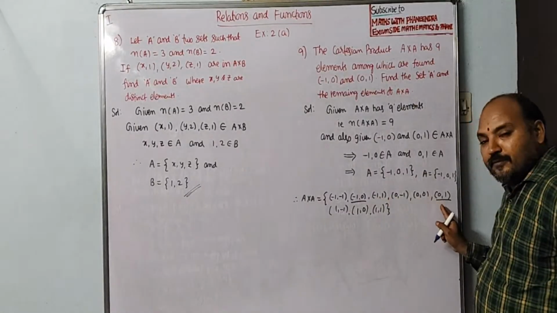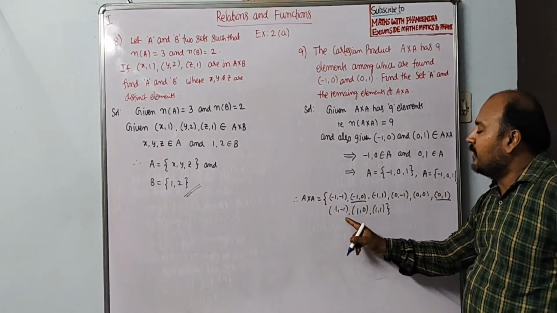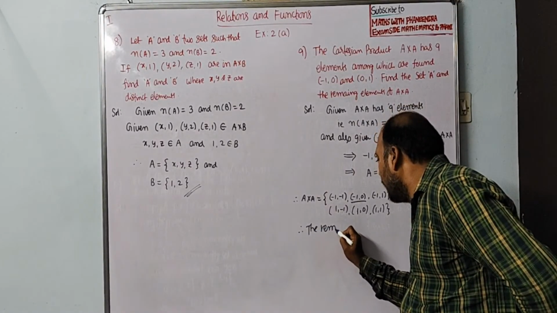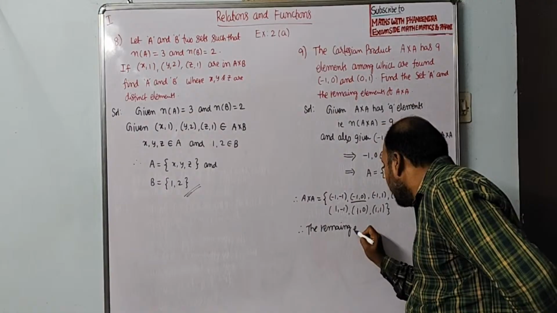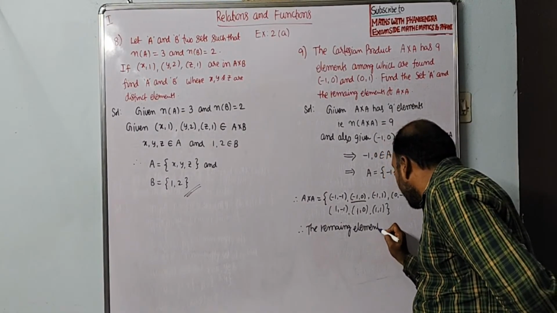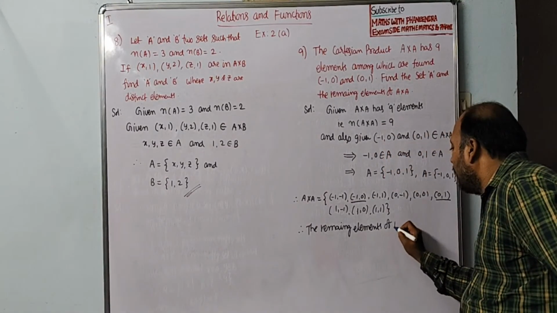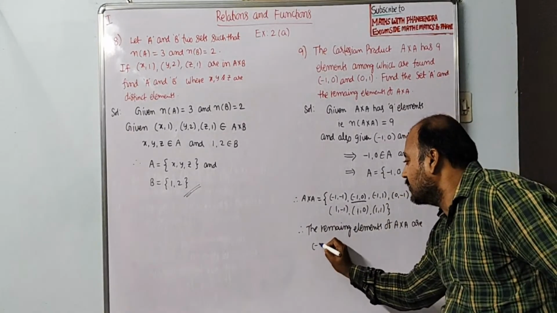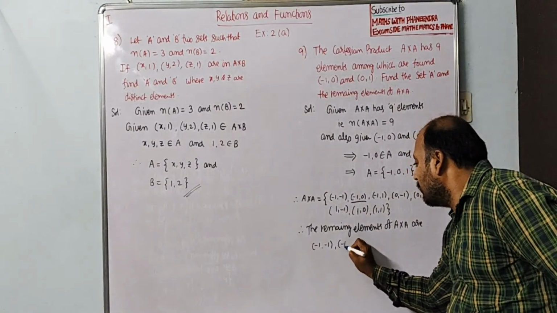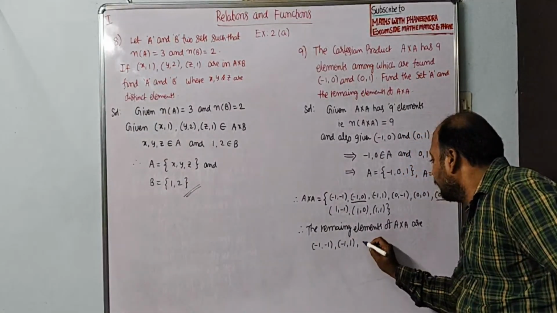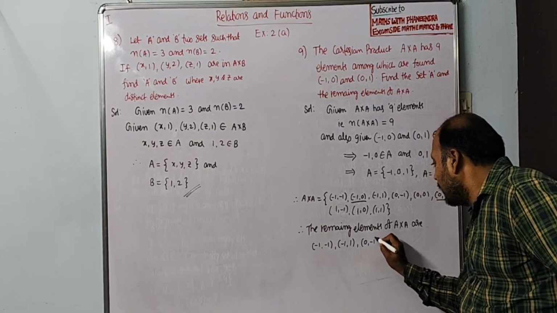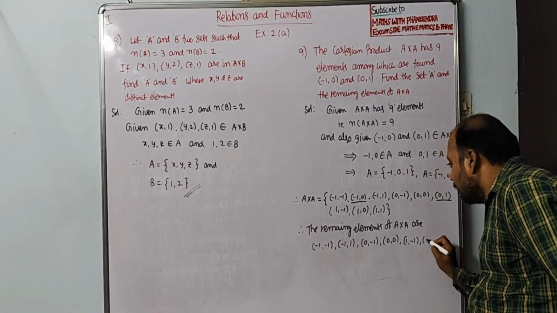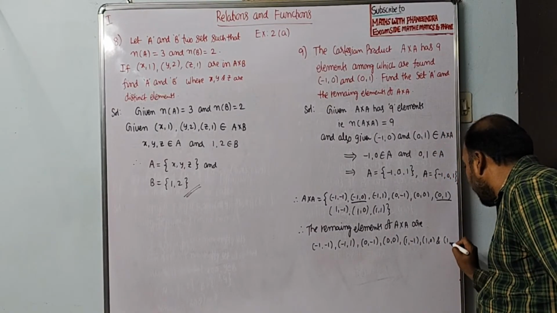Except the underlined elements, all the remaining are the remaining elements. Therefore, the remaining elements of A cross A are, you have to write the ones other than the underlined terms: (-1, 1), next (0, -1), (0, 0), (1, -1), (1, 0) and (1, 1).